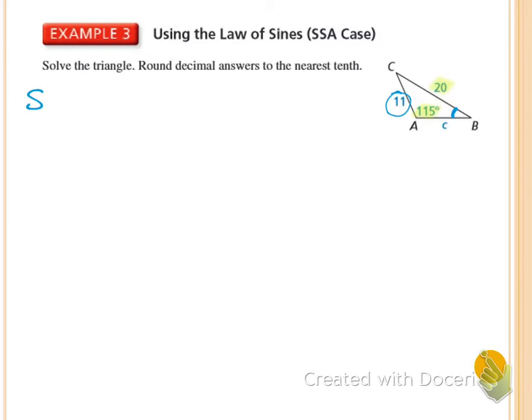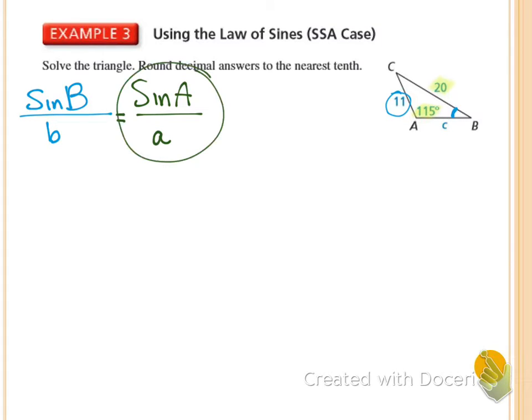So we're going to say sine of B. We're going to put that in the numerator over side B. I'm going to write the proportion first, and then we'll plug in. And it will equal, remember our known pair, we know angle A, so sine of angle A over side A. So remember, this is our known pair, where we know the angle and the side.